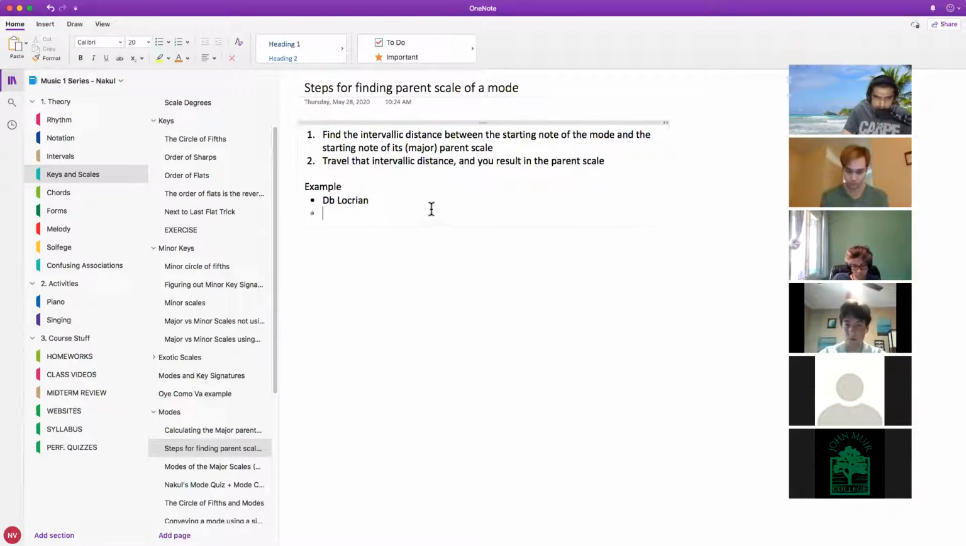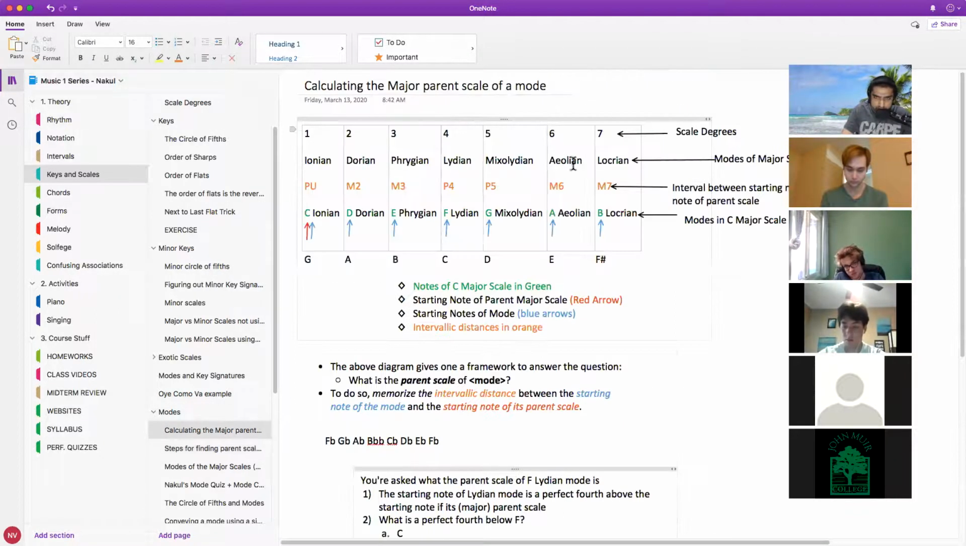So D flat Locrian. What is the intervallic distance between the starting note of the mode and the starting note of its major parent scale? This is agnostic to the root; you just have to look at the quality of the mode. So what is the intervallic distance between the starting note of any Locrian mode and the starting note of its parent scale? I think we've done this one a couple of times. That is a major seventh.